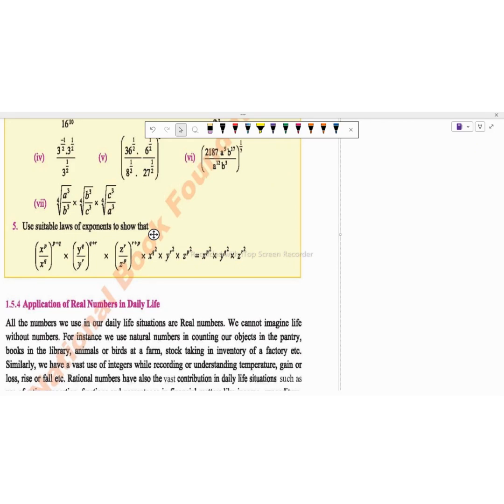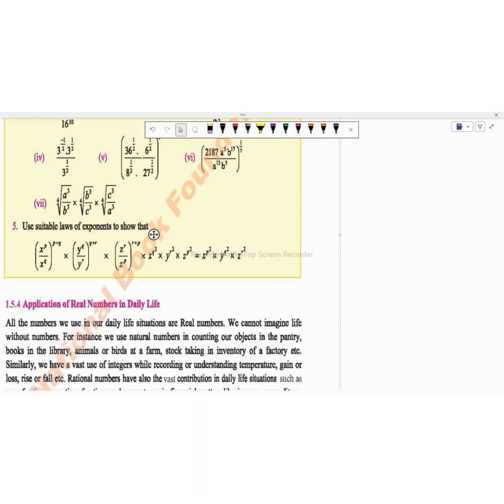So today we are going to start the one question regarding the law of the exponent. In these questions we will almost discuss all the laws of the exponent and we will do the practice of these laws. Okay, so I'm going to start question number 5 of exercise 1.2. The question is in front of you.